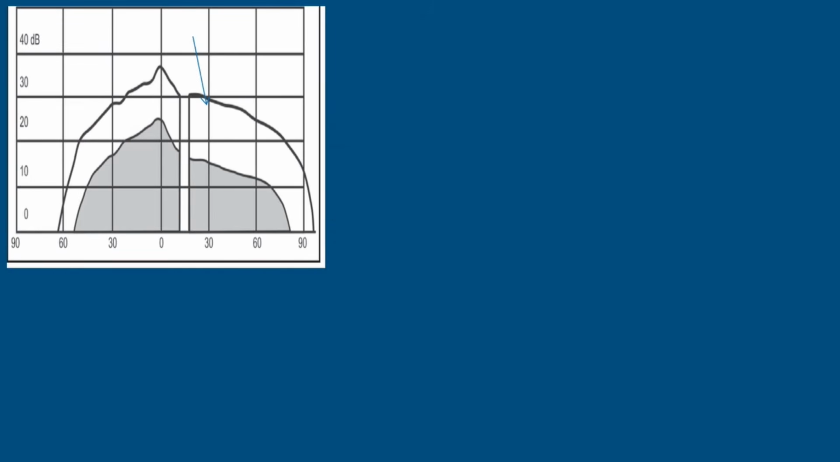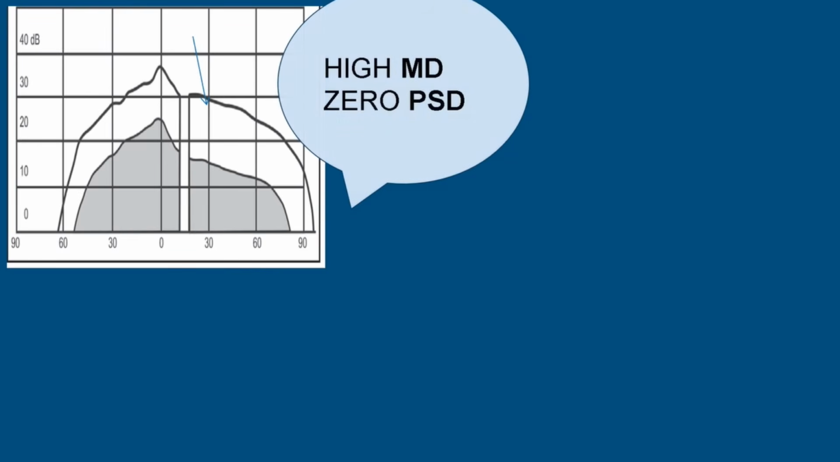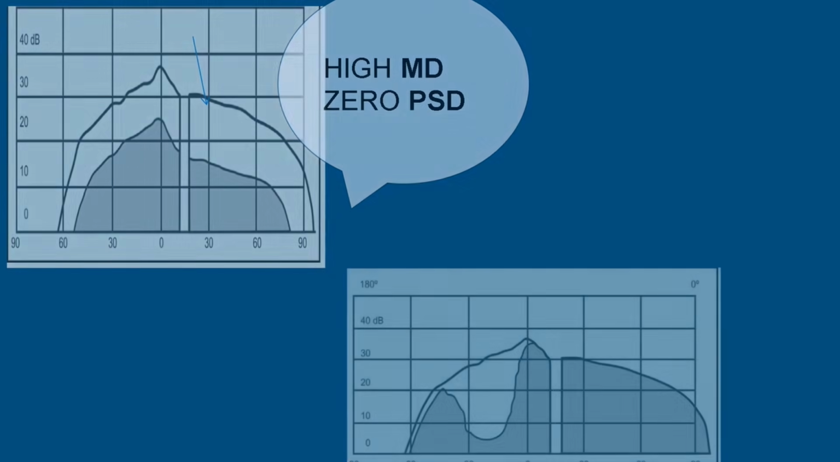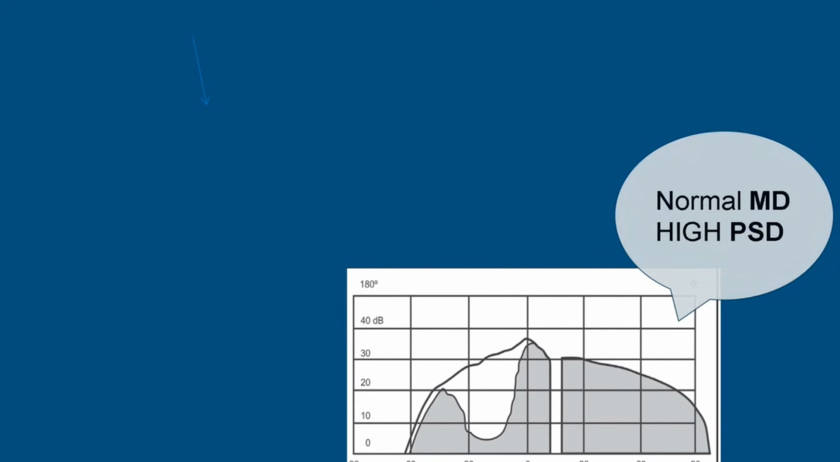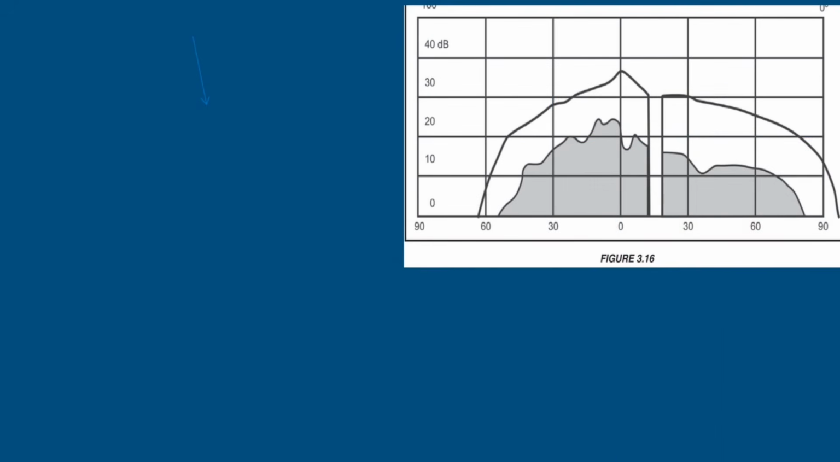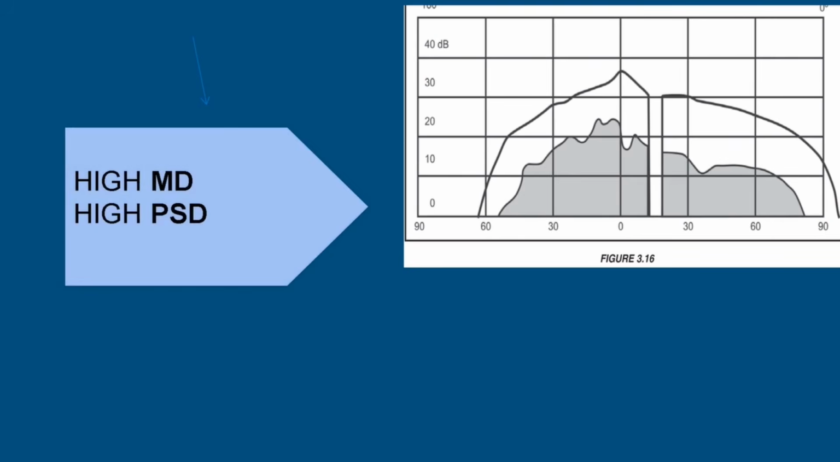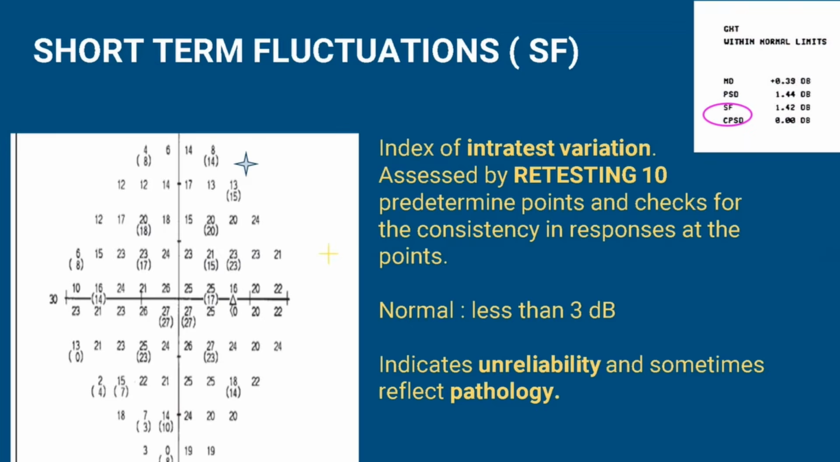Here, as you can see, the height of the hill of vision is affected, whereas the contour is pretty much normal. Therefore, it indicates a high MD and a 0 pattern standard deviation. In this case, the contour is affected, whereas the height of the hill of vision is normal. Therefore, it indicates a normal mean deviation and a high PSD. In this case, both the height as well as the contour are abnormal. Therefore, the mean deviation and the pattern standard deviation are both high.